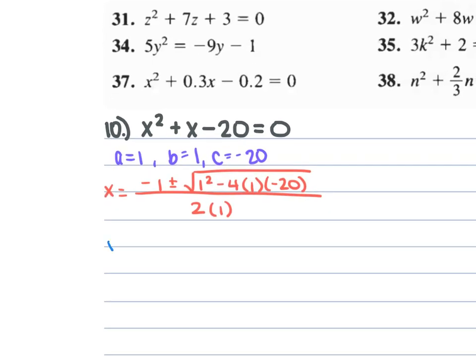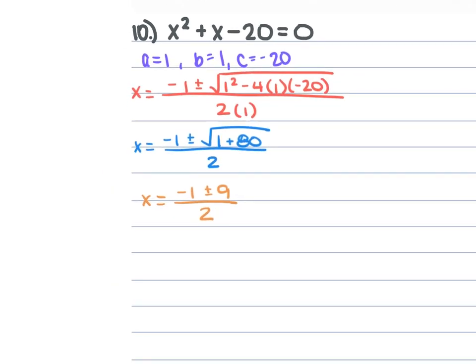So this is going to be x is equal to negative 1 plus or minus the square root of 1 plus 80. The negative 4 times negative 20 is a positive 80. So that's 1 plus 80 underneath that radical. That's going to simplify to be x is equal to negative 1 plus or minus 9 over 2.